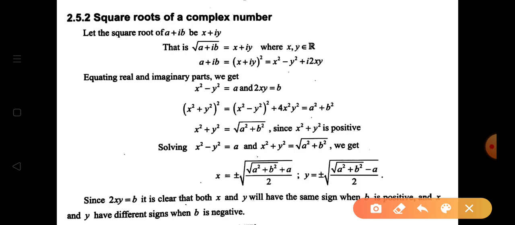Let the square root of a plus ib be x plus iy. Now we take the square root of a plus ib. This is equal to x plus iy, where x, y belong to R. Now taking the square on both sides, the square of root of a plus ib, this is equal to what? A plus ib. Then the right hand side also squaring, so we get x plus iy whole square.